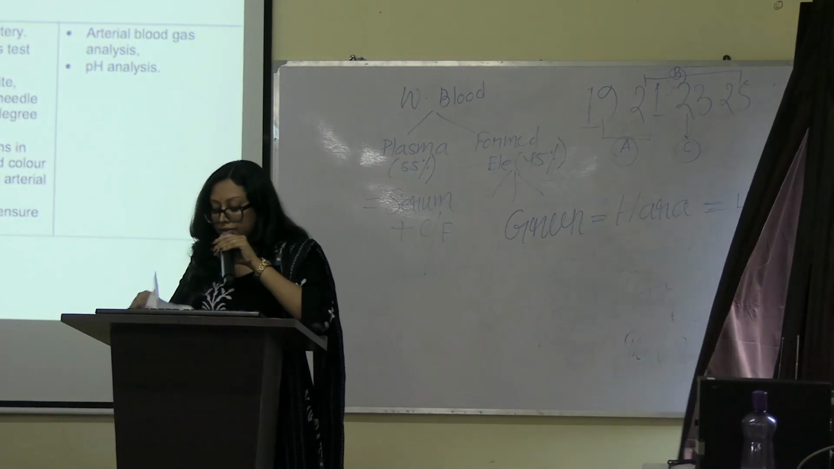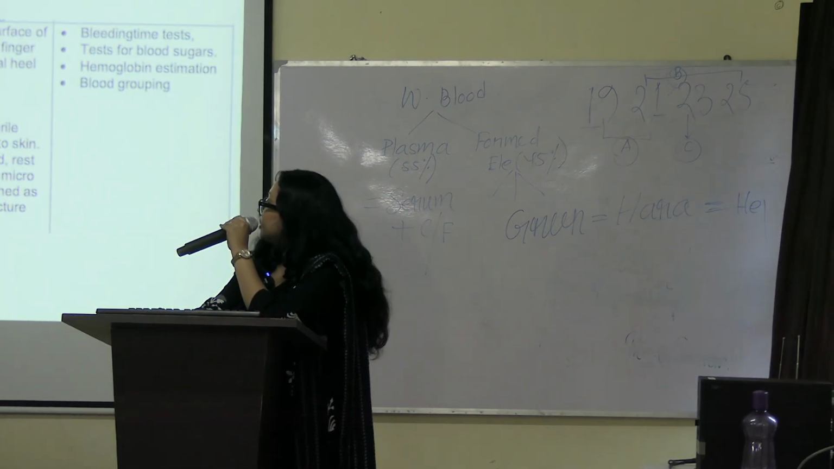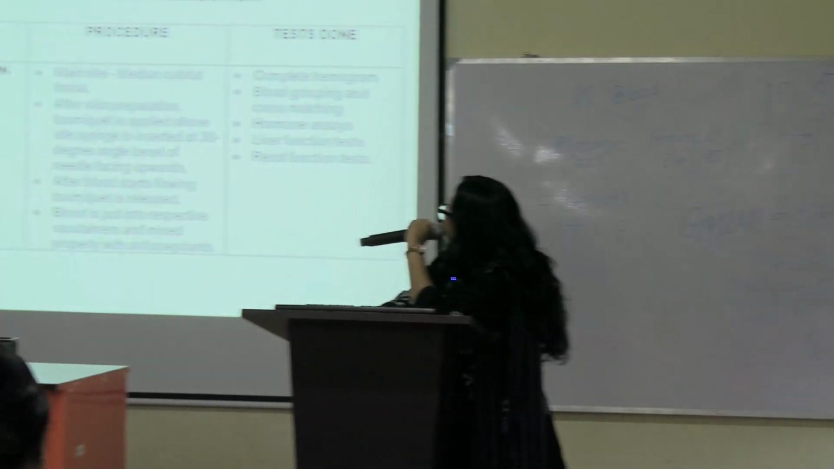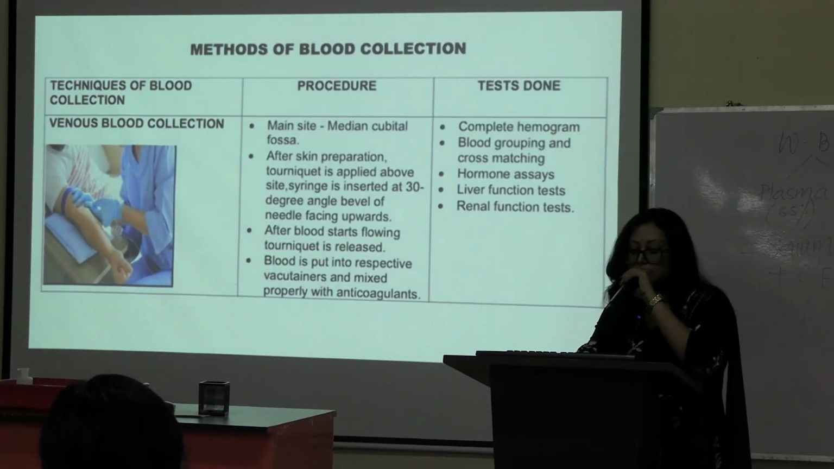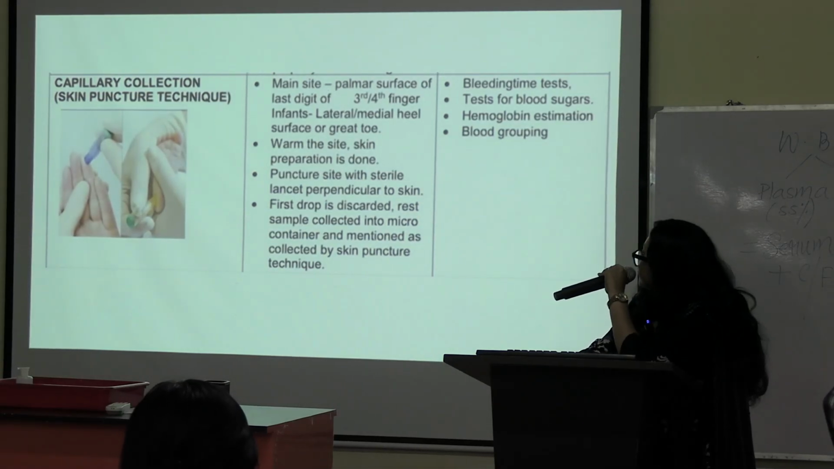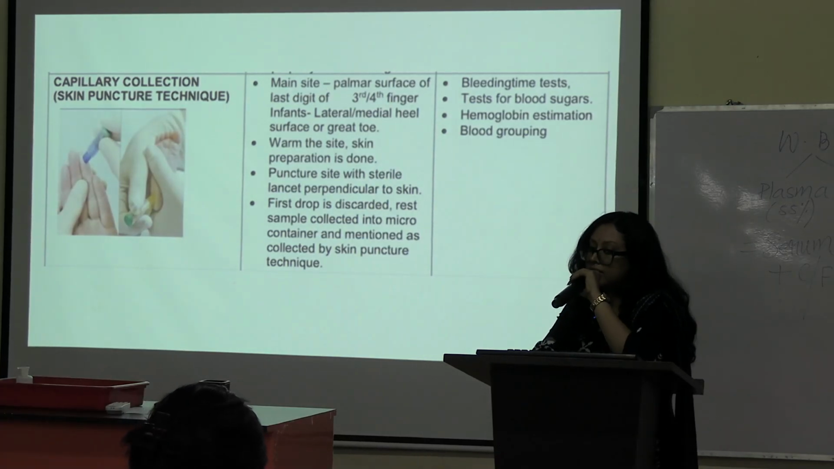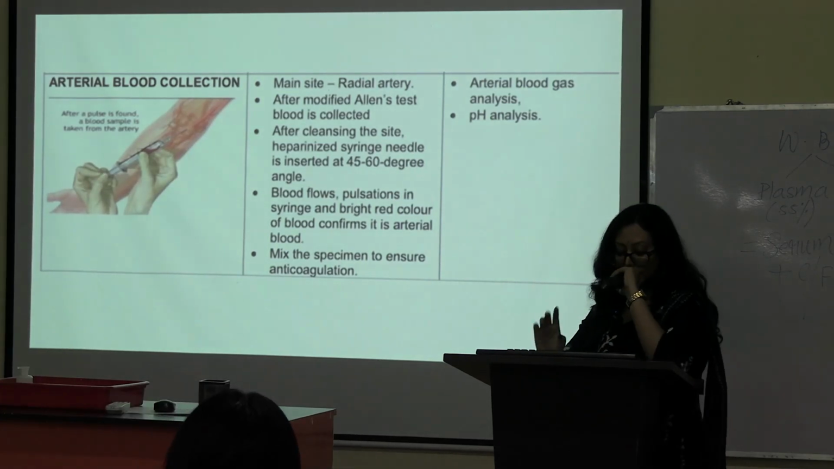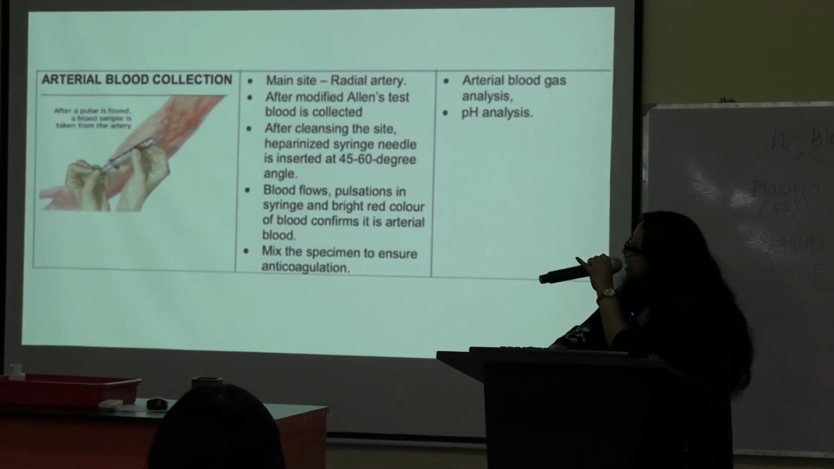Now you have to know about the details of these three procedures. Venous blood collection is done for most of the cases like CBC, blood grouping, hormonal assays, liver function or renal assays. This is the capillary collection. This is specifically done for blood sugars, hemoglobin concentration, blood grouping, BT, CT or peripheral blood smear. In ABG, arterial blood gas analysis, you just remember it is only done for arterial blood gas analysis. Okay? Now you have to know the details.